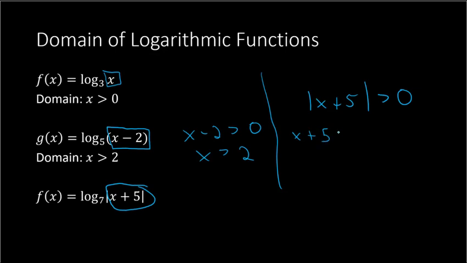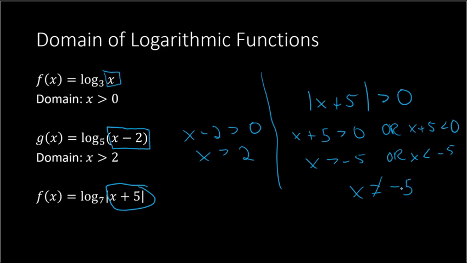So we have x plus 5 is greater than 0, or, because greater than means we have an or statement, x plus 5 is less than 0. So we solve each of these. We have x is greater than -5 or x is less than -5. So in other words, x can be anything except for -5. And that's going to be your domain. So we can write that as x is not equal to -5, meaning it can be anything except for that value.